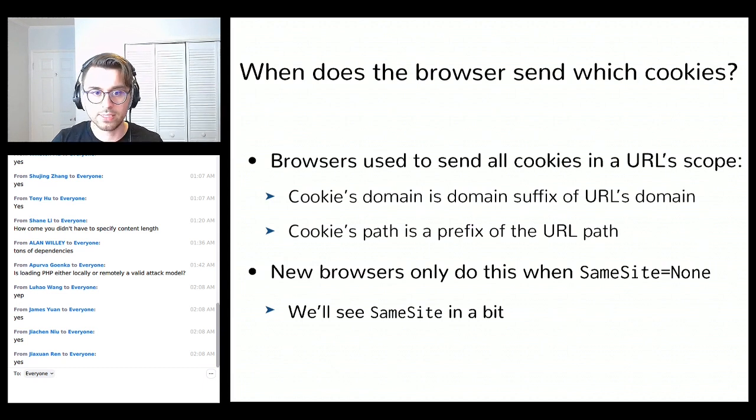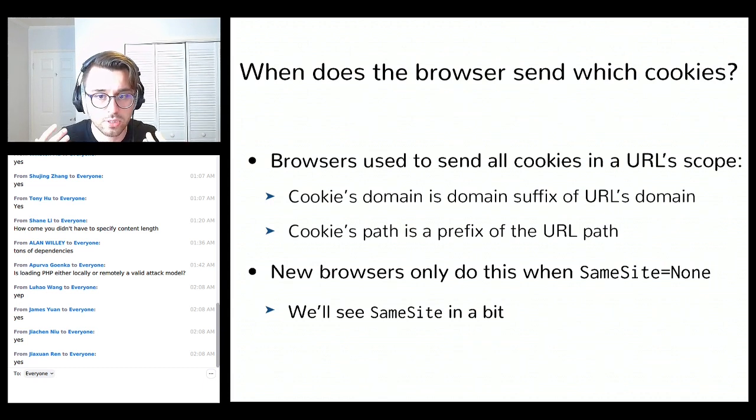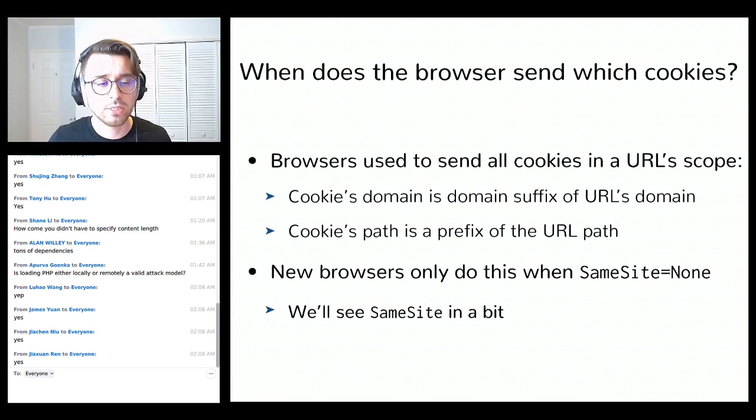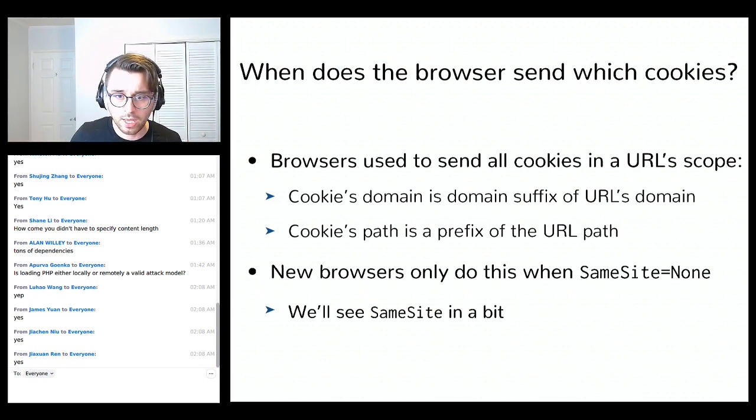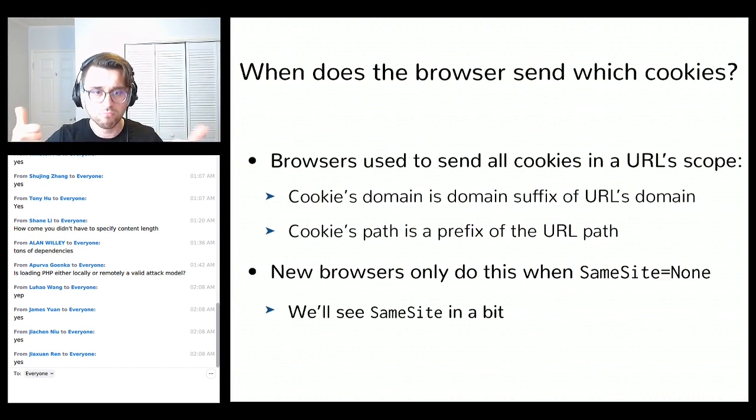Okay, now we know when we can set cookies and what domains of those things are, and when we can read them. When does your browser actually send cookies? And when it does send cookies, which cookies does it send? Now, up until this year, the answer would have been that browsers send all cookies that are in the URL scope. What this basically means is if the cookie domain is in the domain suffix of the URL, that is the URL of the thing that you're sending the request to, then we're going to send a cookie. And if the path of the cookie is a prefix of the URL path, then we're going to send it. So if those two conditions meet, send cookie.